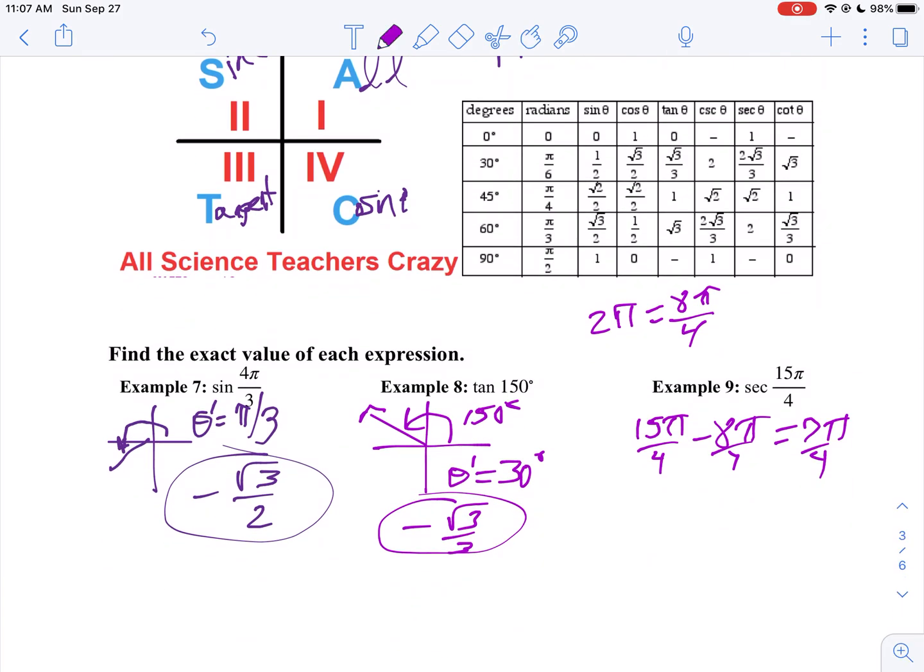So almost all the way around, isn't it? That puts me in the fourth quadrant, because this would be 7 pi over 4. So my reference angle is going to be pi over 4. So I look at the secant of pi over 4. Secant of pi over 4 is the square root of 2.